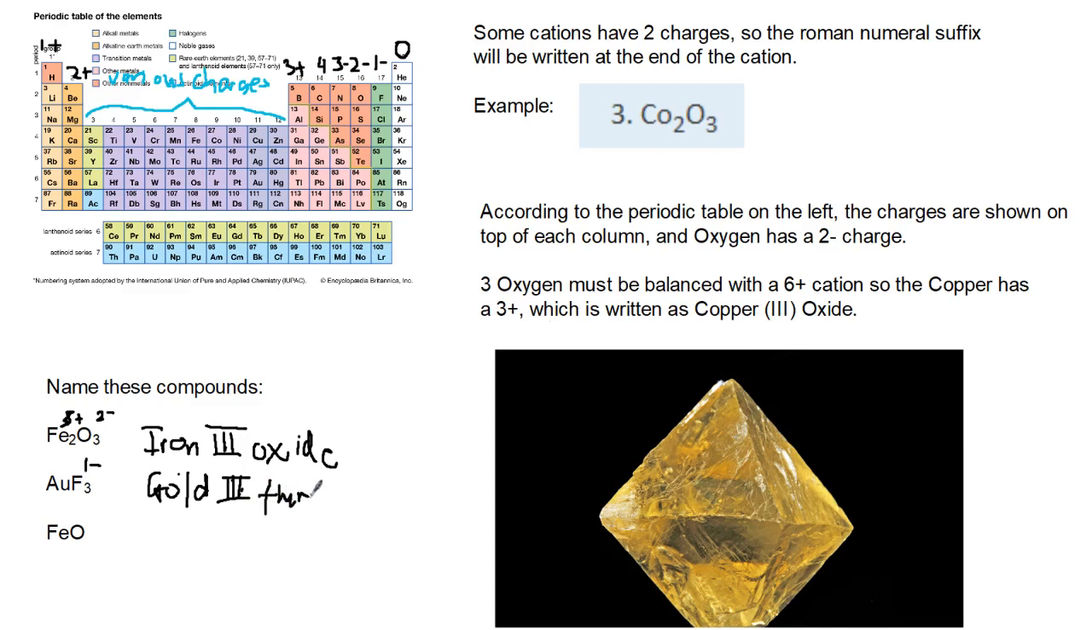And the final one is just Fe and O. So O has a 2 minus charge, so Fe has to have a 2 plus charge, so iron(II) oxide.